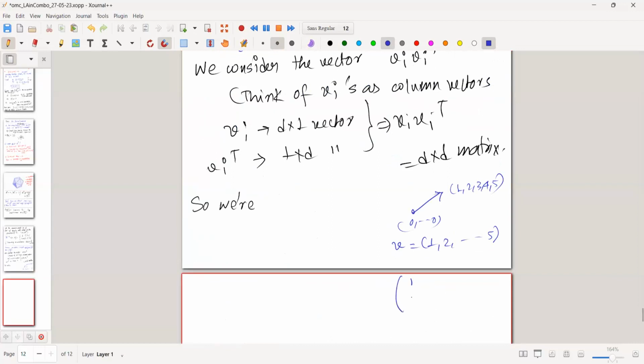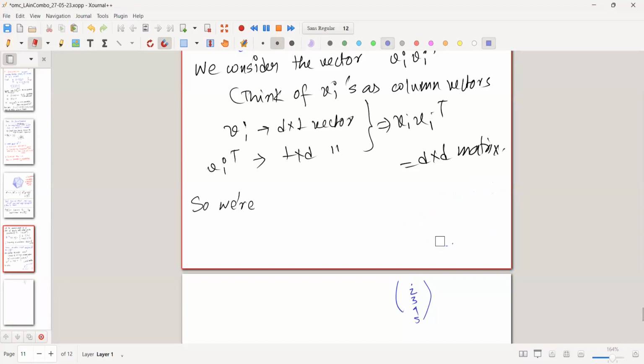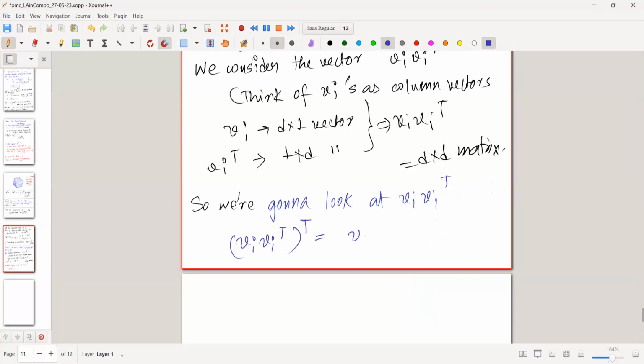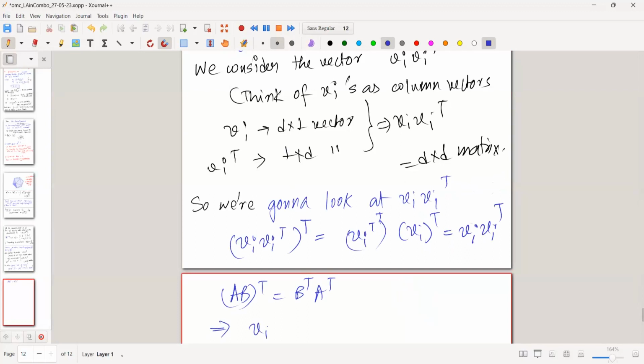Yeah. And you think of it as a column vector, 1, 2, 3, 4, 5, rather than a row vector. Okay, so we are going to look at vi vi transpose. Something uncanny about this is that this matrix is symmetric. Why? Because when you take the transpose, you sort of flip, and this gives you vi vi transpose again. So in other words, it is symmetric.